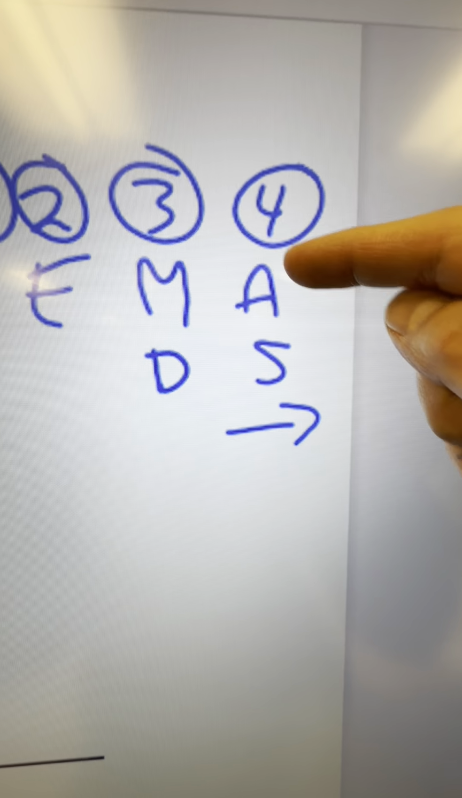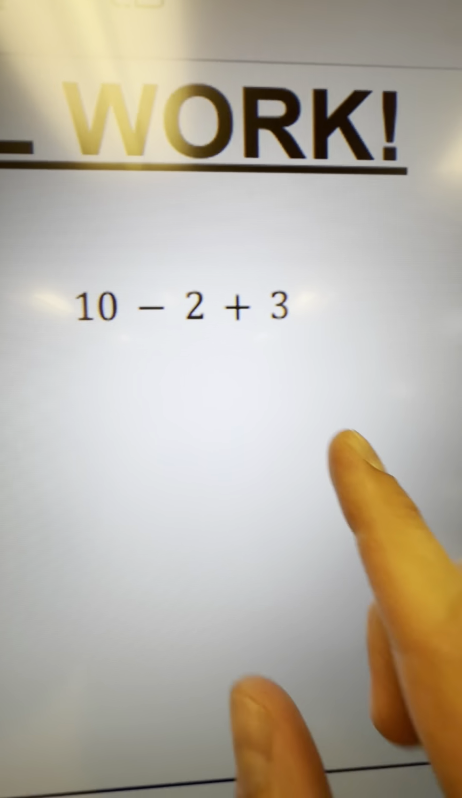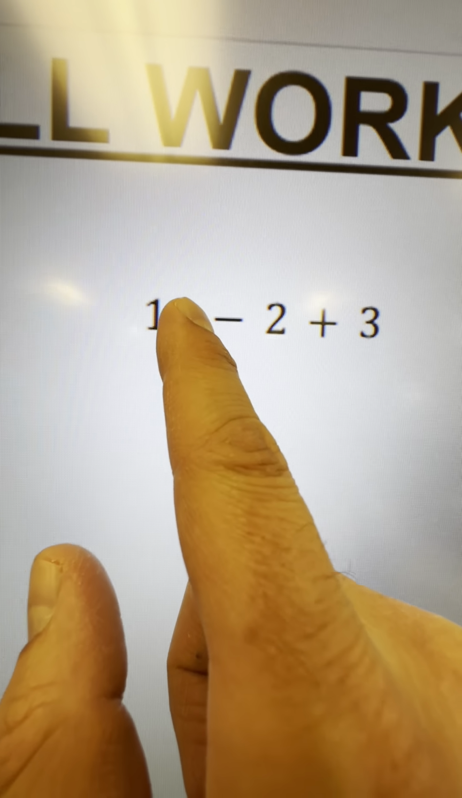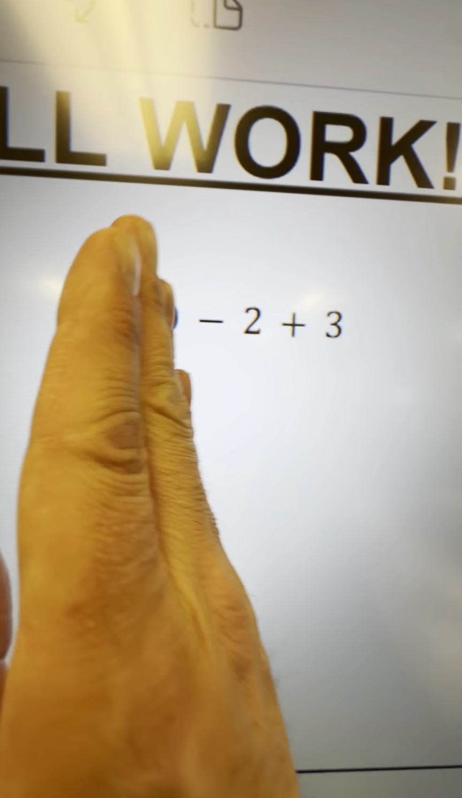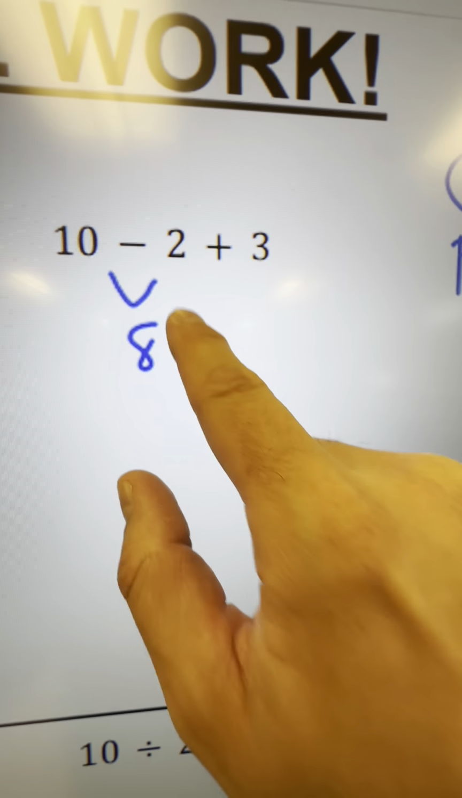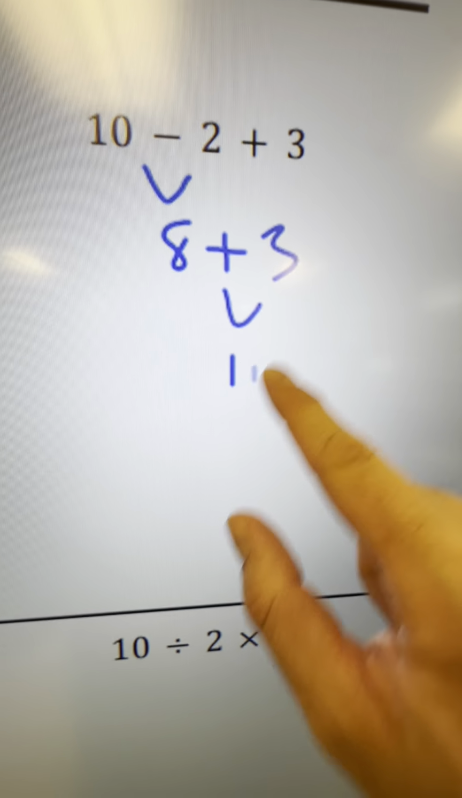So in this case, you're supposed to add and subtract from left to right. All that means is that as you're scanning your problem from left to right, whatever of those 2 operations appears first, you do that first. So since I have subtraction appearing first in this manner from left to right, then that means I have to do this first. So 10 minus 2, I would get 8, bring down my plus 3, and then my final answer you can see here would be 11.